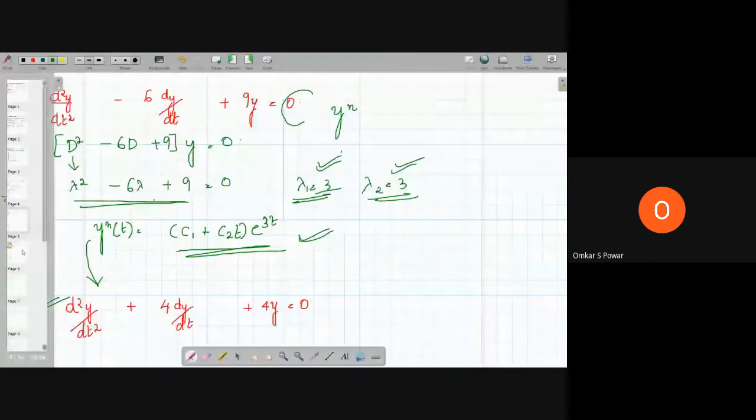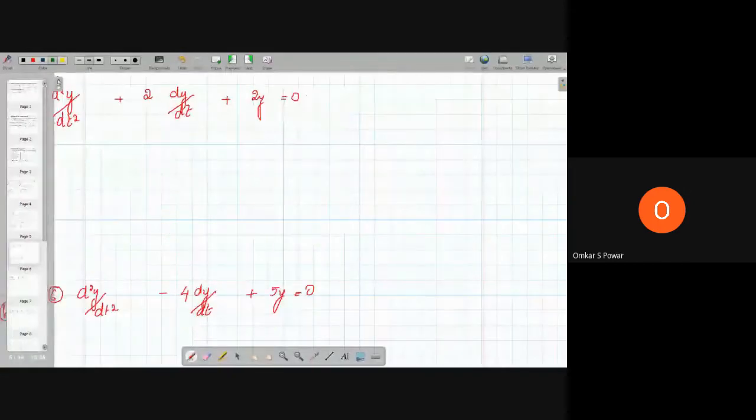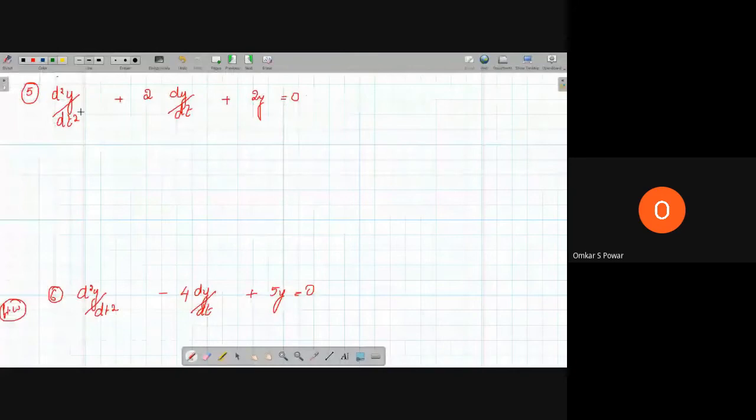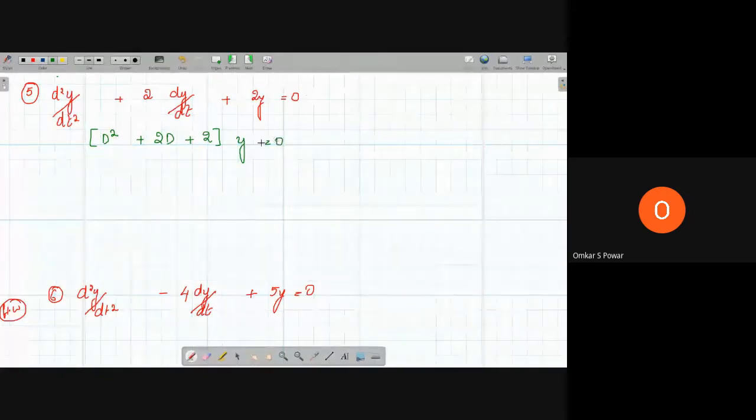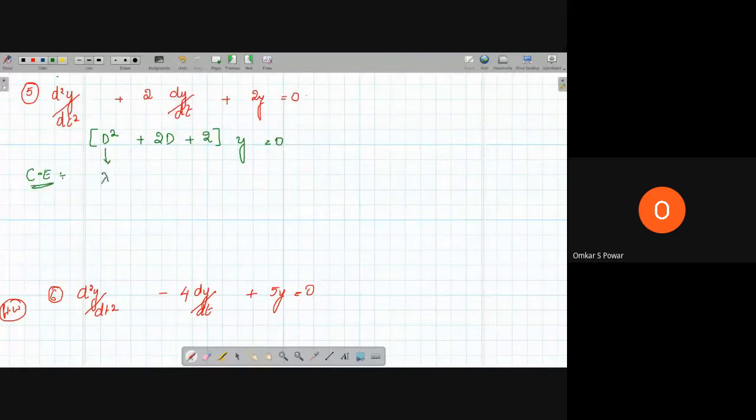Okay. So what's the problem here? d square y by dt square plus 2 dy by dt plus 2y is equal to 0. So how can we solve that? D square plus 2d plus 2 into y is equal to 0. Now what is our characteristic equation? Replace the d by lambda. So lambda square plus 2 lambda plus 2 is equal to 0.